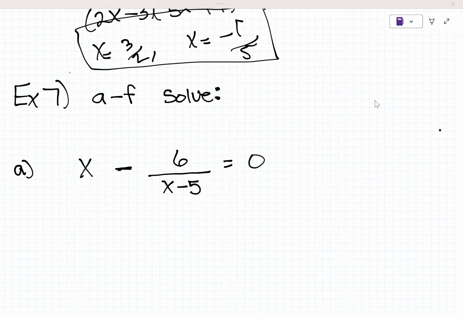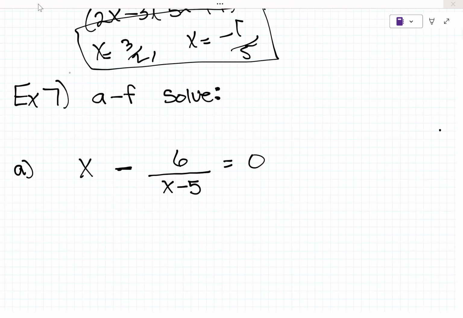Hello. This will be part two of A-level math Pure 1, and we are solving equations by factorization. Okay, so let's continue on to example seven. Example seven has parts A through F, and the direction specifically says to solve. So on letter A, we have to solve this rational function: x minus 6 over x minus 5 equals 0 over 1.